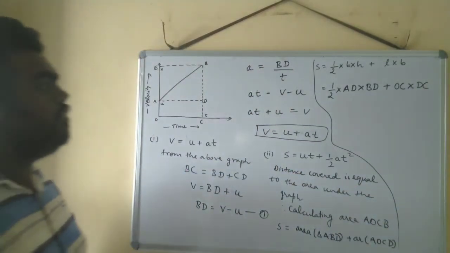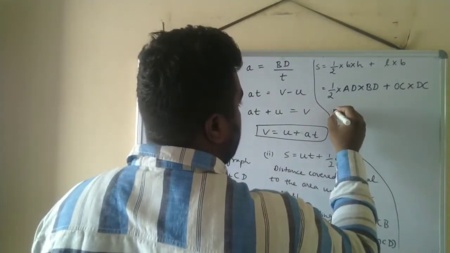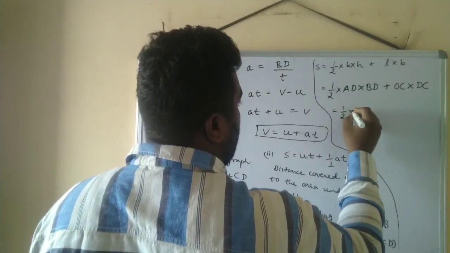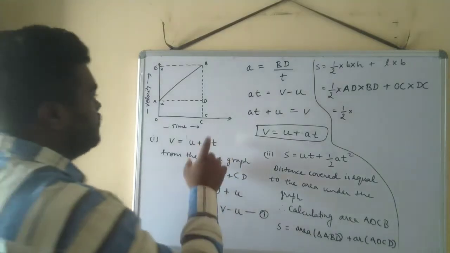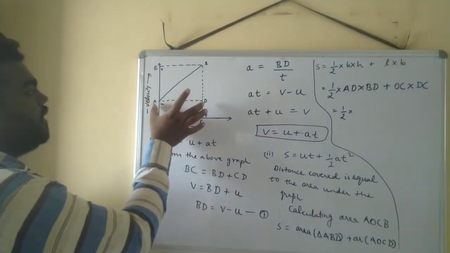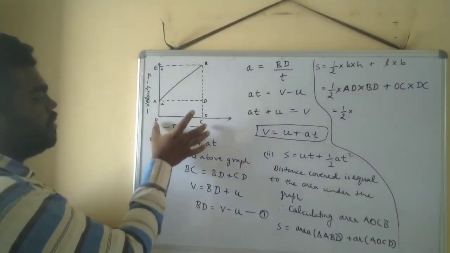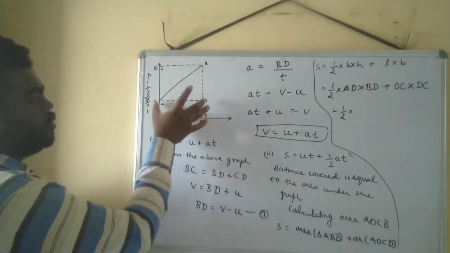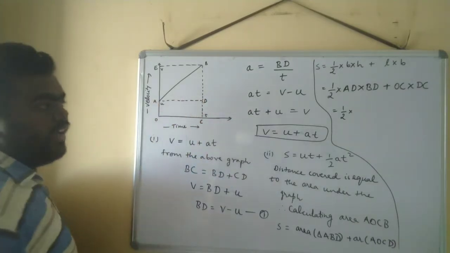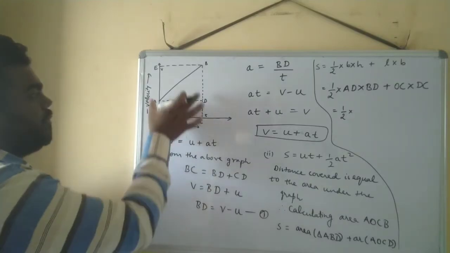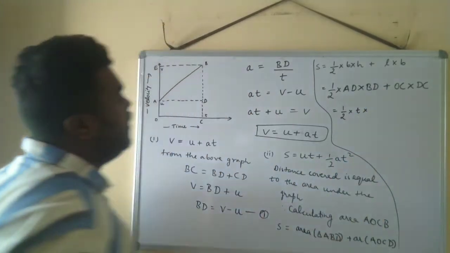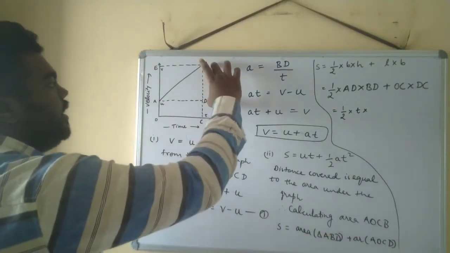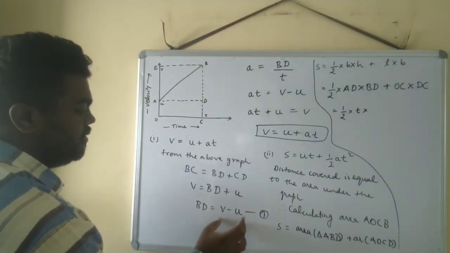ठीक है, now we will put the values. Half into AD. AD is how much? Okay, AD is this distance. That means मैंने बताया था, this OC is equal to AD and OC is equal to T. Yes, so that means AD is also equal to T into BD. BD we have calculated somewhere here. ये है BD.